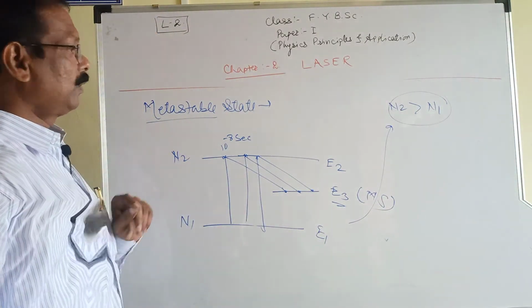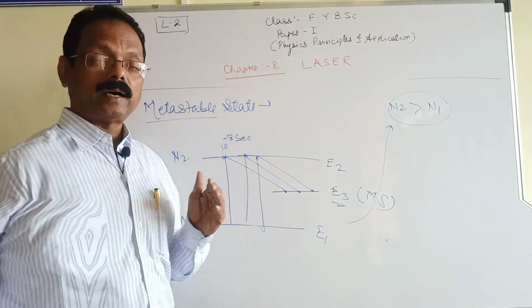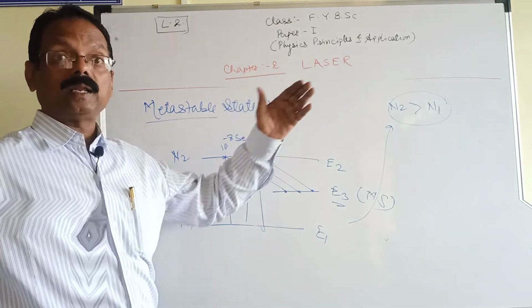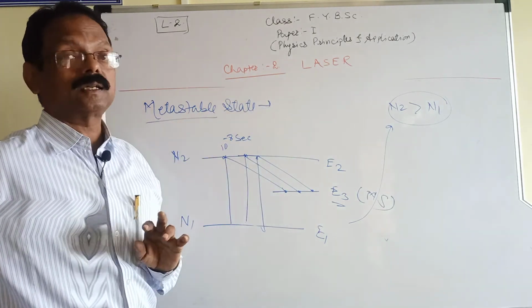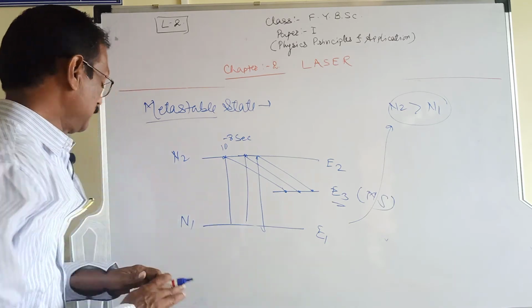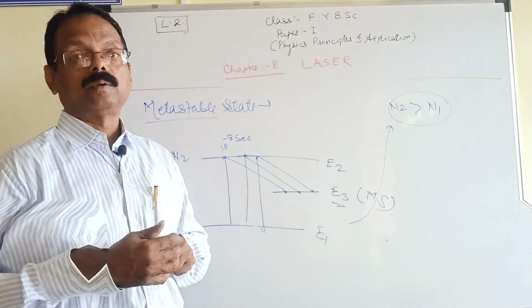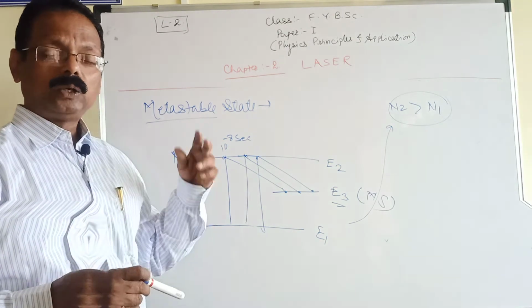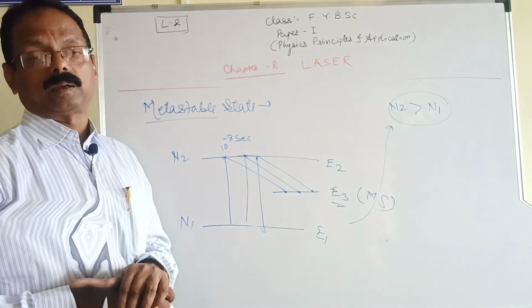Thus today we saw what thermal equilibrium is, what happens at normal room temperature, and what happens at 10 to 4 degrees Kelvin, and then the metastable state. In the next lecture we will see the pumping scheme. There are three types of pumping scheme: 2-level optical pumping, 3-level optical pumping, and 4-level optical pumping.